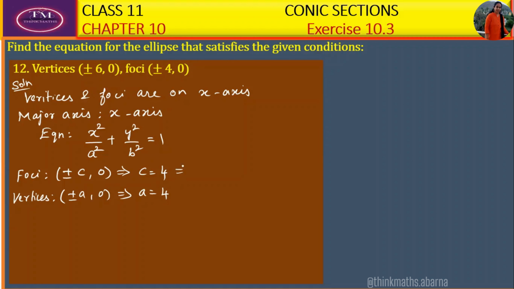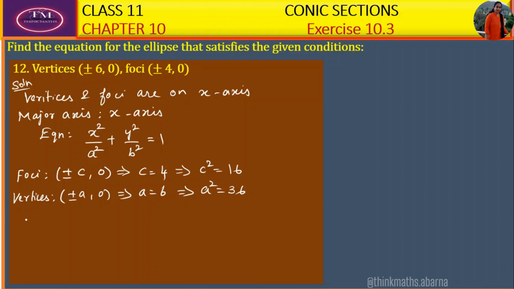So comparing with the given vertices, a is equal to 6. This means c square equal to 16, and a is equal to 6. So a square equal to 6 square, which is 36.